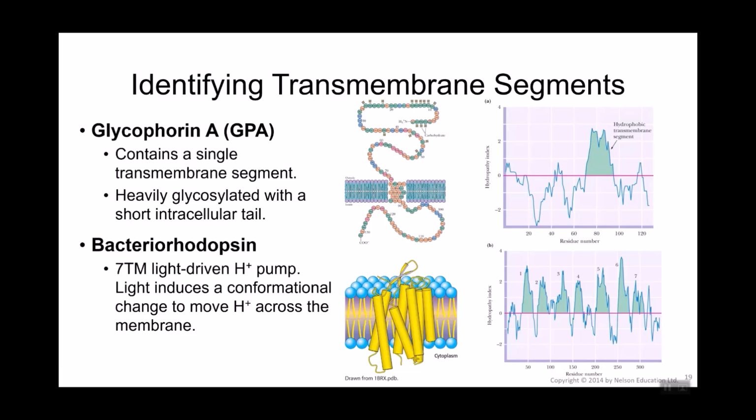You would need to examine the primary sequence in more detail to figure out exactly which amino acids may be crossing the bilayer. But this is one way you can start to elucidate the structure of integral membrane proteins. GPA is also heavily glycosylated, so you can see many sugar chains on the outside, and these contribute to different blood group antigens. Bacteriorhodopsin, on the other hand, has 7 TMs, and these are numbered on the hydropathy plot. And its function is to move protons across the membrane, and this occurs when it undergoes a light-induced conformational change.